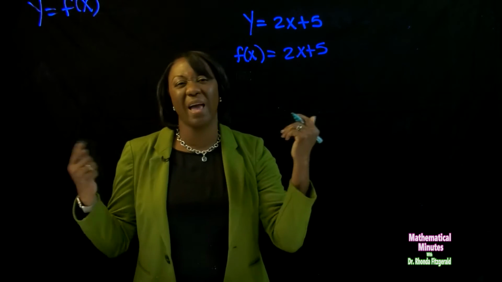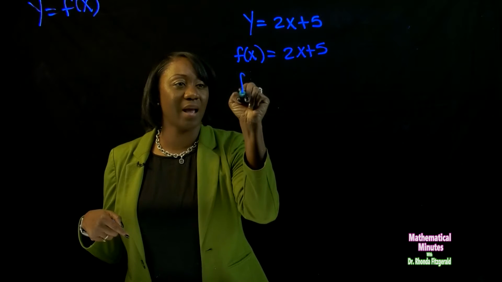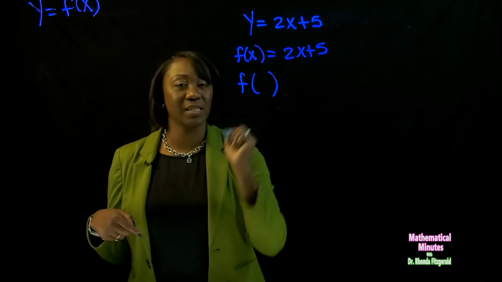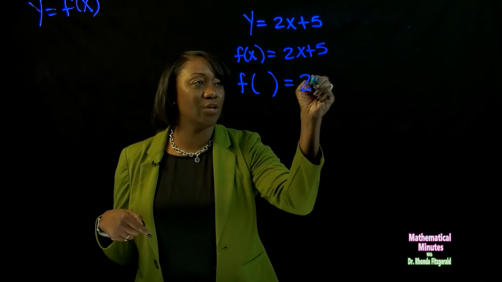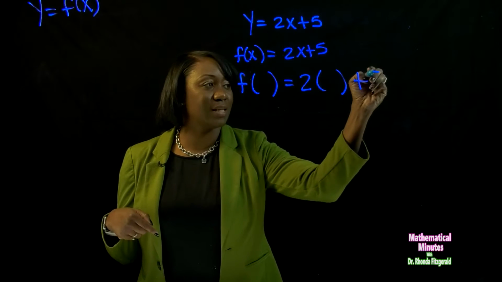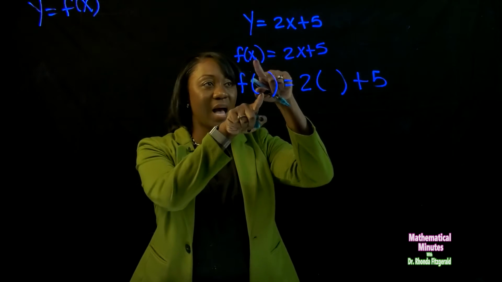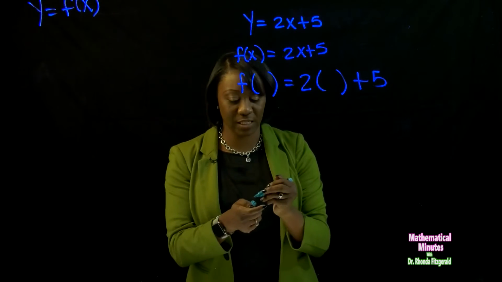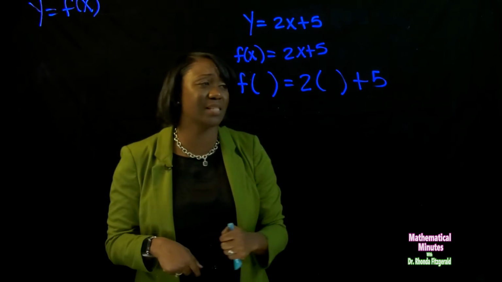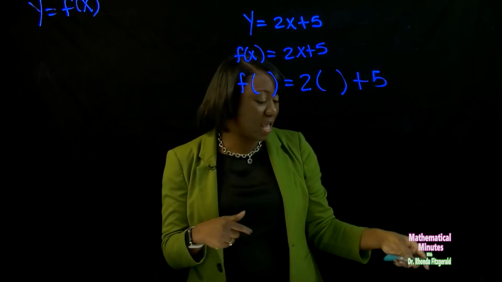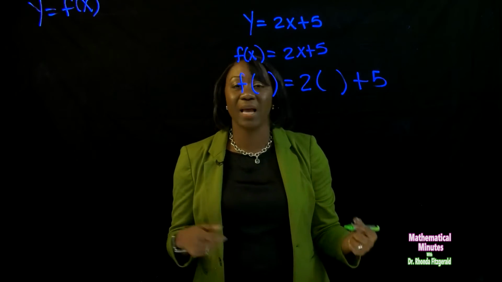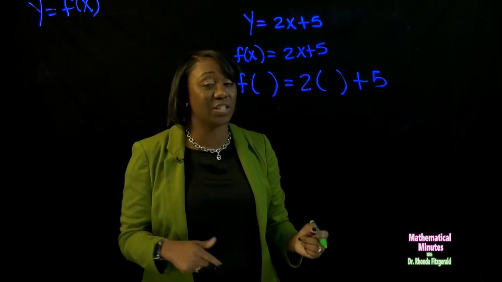So let's use my f blank notation. So I'm going to write f of parentheses equals 2 parentheses plus 5. So all you see that I did, wherever I saw an x, I just put a blank parentheses. I'm renaming this, and this is what I like to call f blank. And what is it that I want to do here? Now this is very easy in function notation.